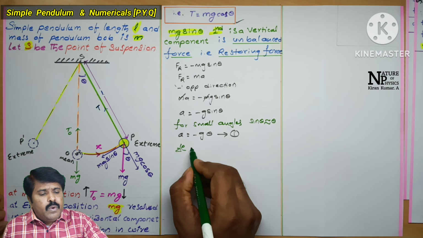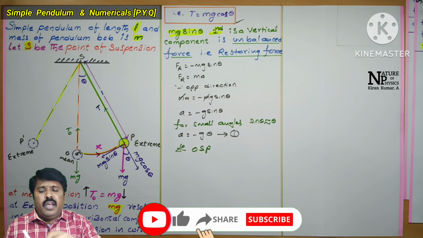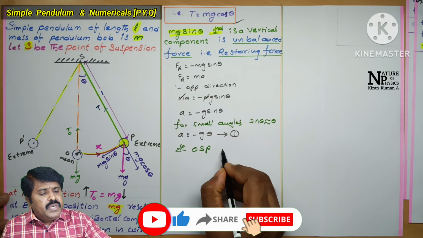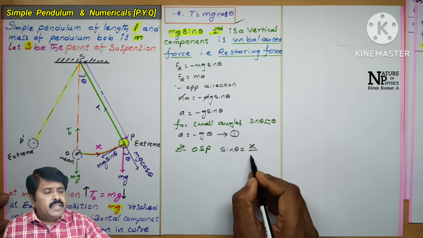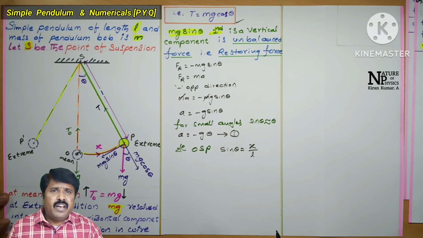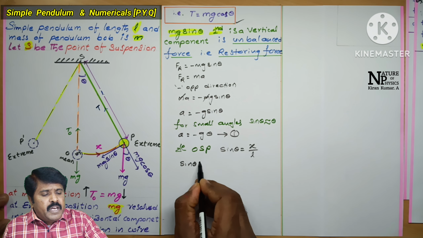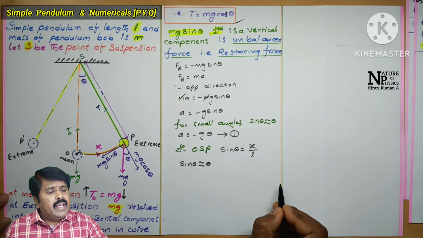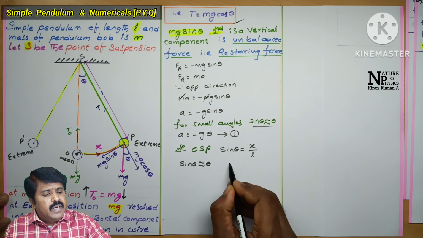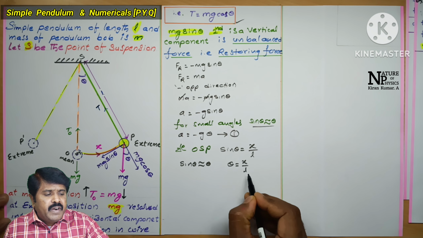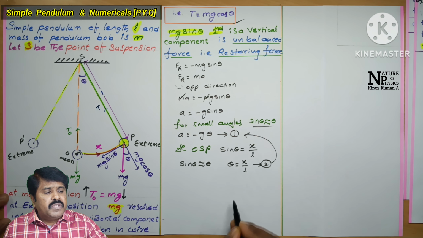Continuing the derivation by considering the triangle OSP, where O is the mean position, S is the support, and P is the extreme position. From this triangle, sin theta is equal to the opposite side x over the hypotenuse, the length L, which remains the same at the mean and extreme positions. For very small angles sin theta is approximately equal to theta, so theta is equal to x divided by L. This is equation number 2.